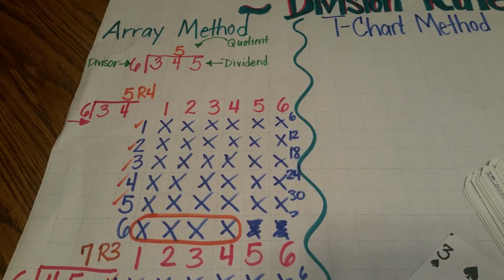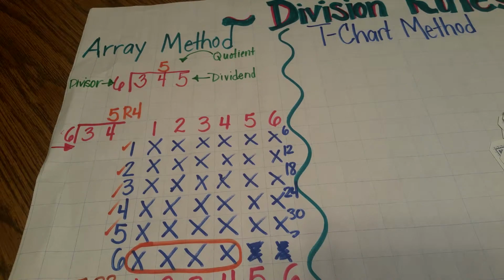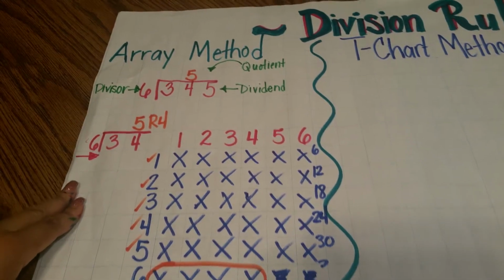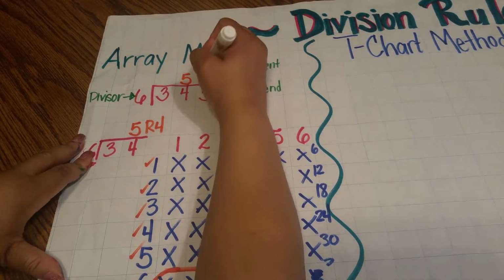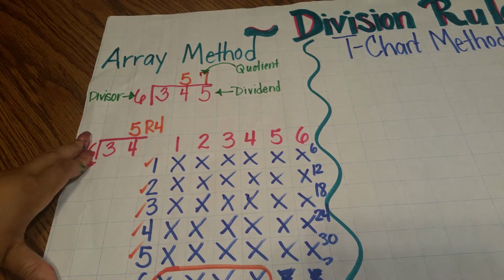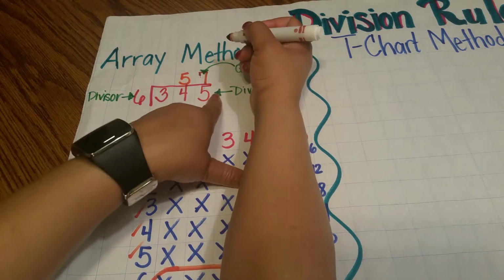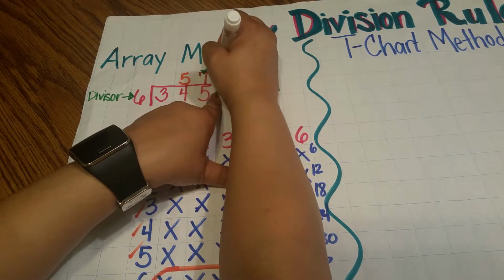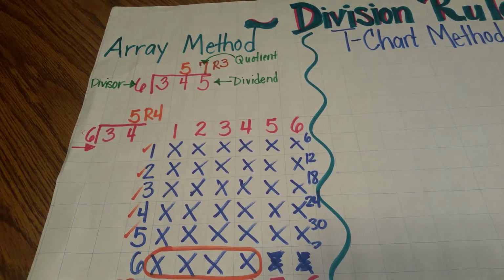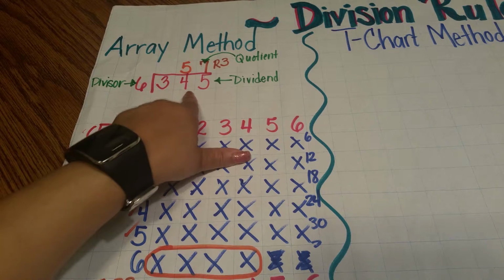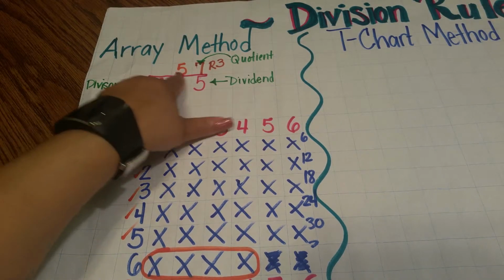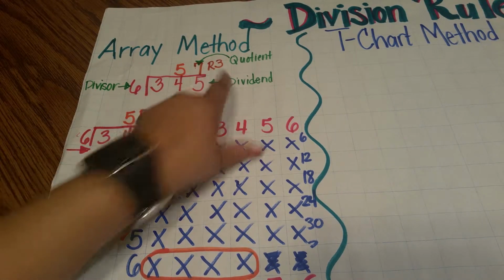Like I said, this is great for the kiddos who are visual learners because they can actually really see this and they are getting this down. So I have 7 as my quotient, bringing my 7 up. I don't have another number in my dividend, so I just write my remainder. So 345 divided by 6 is 57 with a remainder of 3.